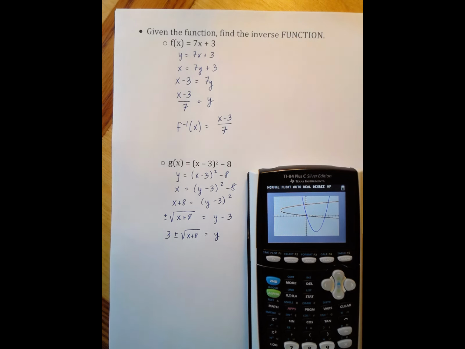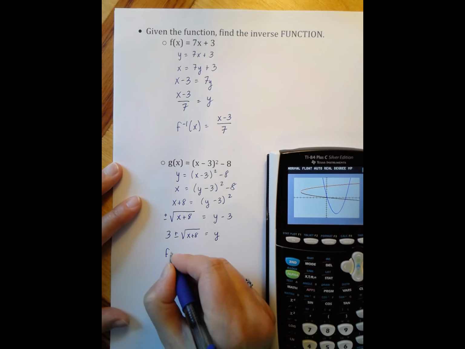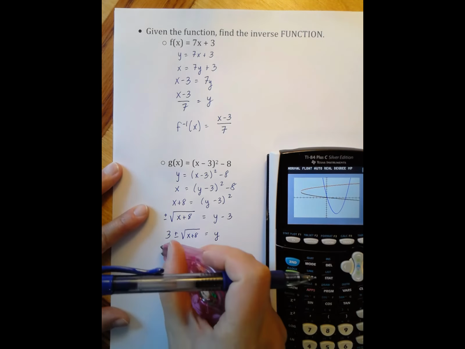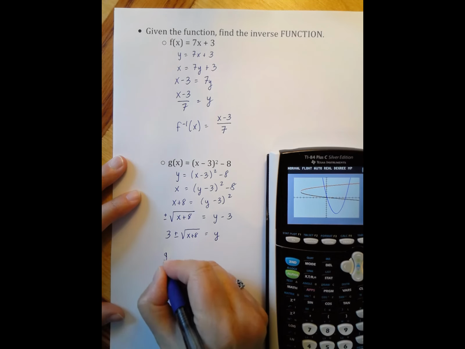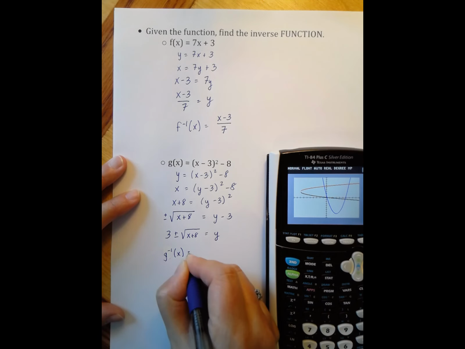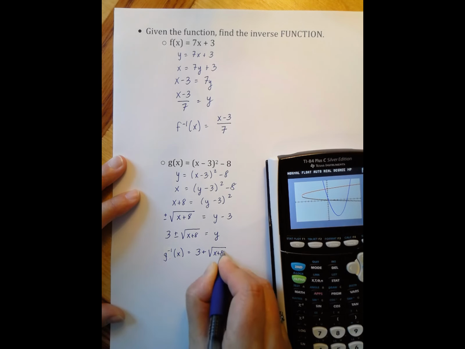So mathematicians decided at some point that there was just a convention here, that in order to have the inverse of a parabola still be a function, they were going to use the positive branch only. So the positive branch only, g inverse of x, is going to be 3 plus the square root of x plus 8.